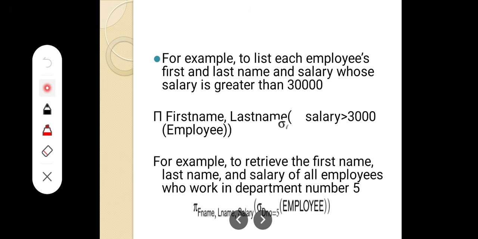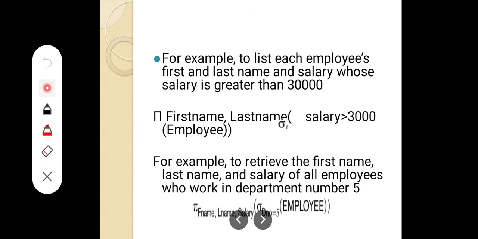Another example. For example, to list each employee's first name, last name and salary whose salary is greater than 30,000. Okay, so here we are going to combine what? The select and the project operation. Okay, so what do we need here? Here we are going to list the employees' first name and last name and also salary, where salary is greater than 30,000.